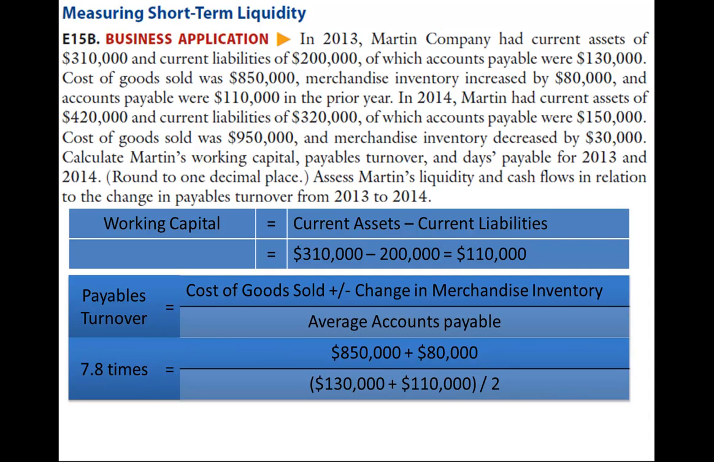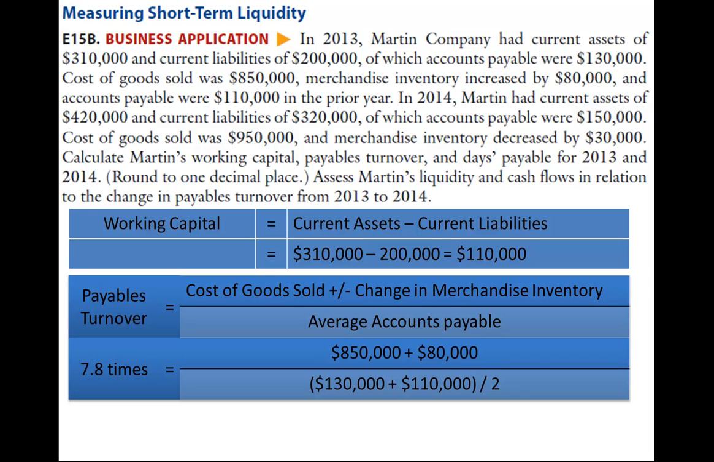So our cost of goods sold is $850,000, and it said that for 2013 our inventory increased, so we're going to add the $80,000. And then to find our average accounts payable, we have to take our current year accounts payable, which is $130,000, plus the prior year's accounts payable of $110,000, and divide them by 2 to find the average. And when we put all that into the equation, we come up with 7.8 times. So in a fiscal year, we pay our payables about 7.8 times.